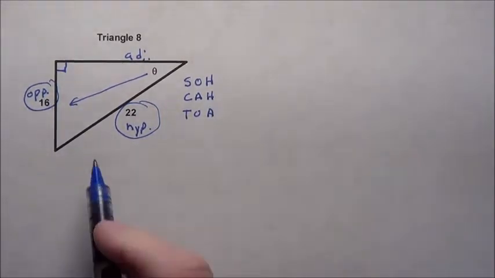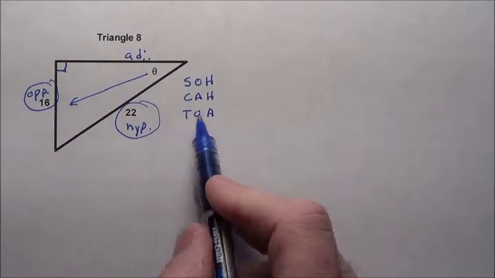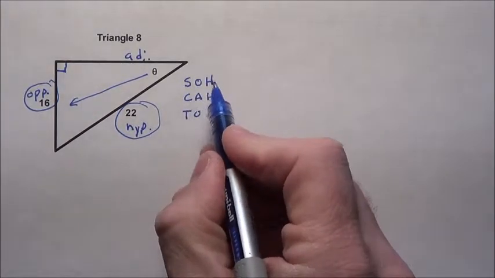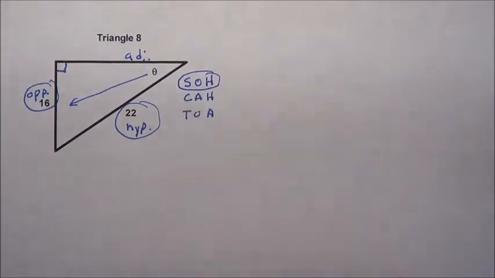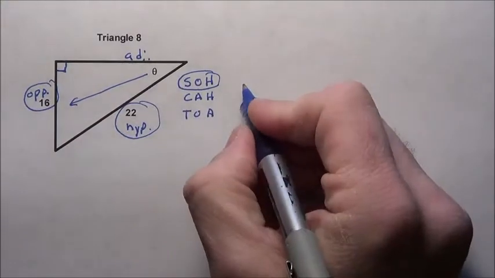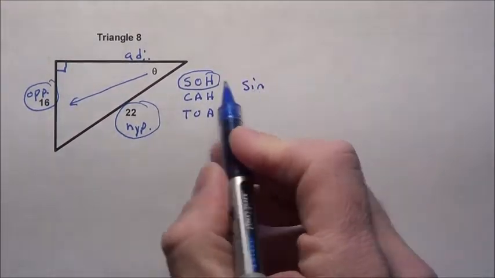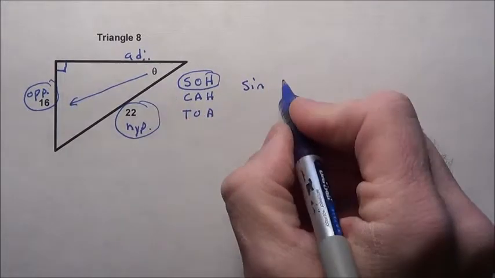So here we go. Who are we going to use? We have opposite hypotenuse. Who deals with opposite and hypotenuse? Opposite hypotenuse, that's the sine function. So we're going to use the sine function on this problem. The sine of the angle. What's the angle measurement? Oh, we don't know it yet. That's what we've got to try and figure out.